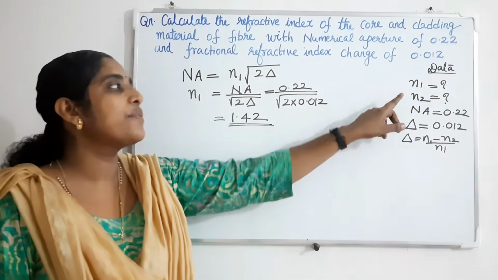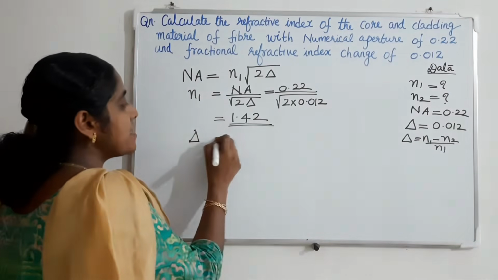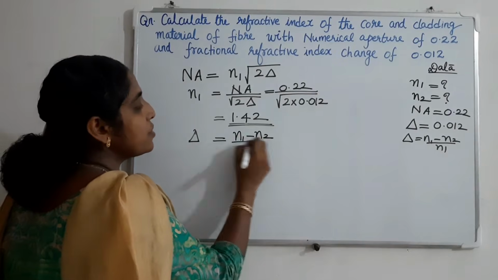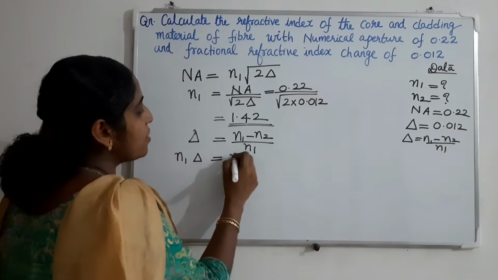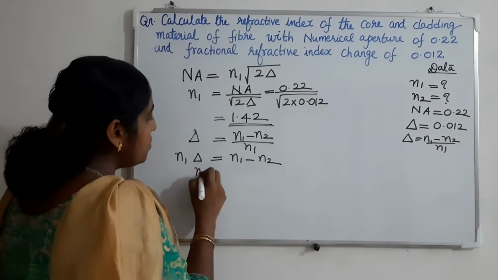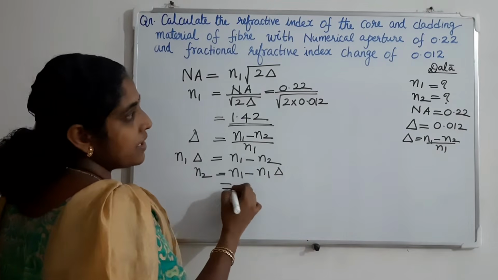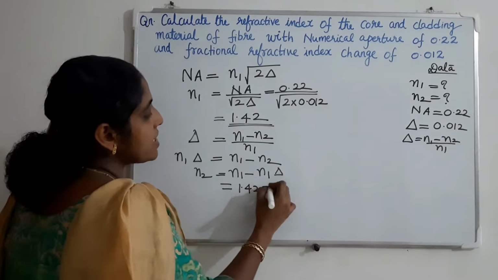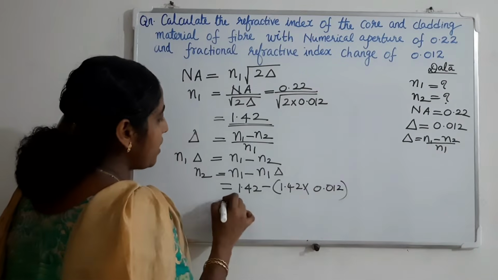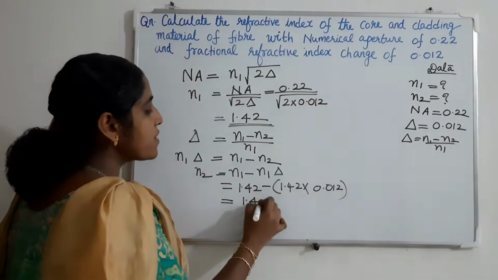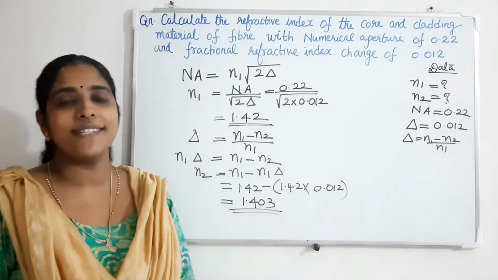To find out the value of the refractive index of the cladding, we can use the expression for fractional index change: delta is equal to (N1 minus N2) by N1. On cross multiplying, N1 into delta is equal to N1 minus N2, or N2 is equal to N1 minus N1 delta. N1 is 1.42, minus 1.42 into delta, 0.012. On calculating, we get 1.403. So the refractive index of the cladding is 1.403 and the refractive index of the core is 1.42.